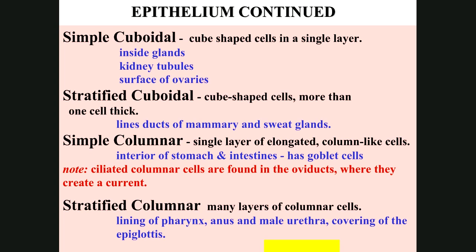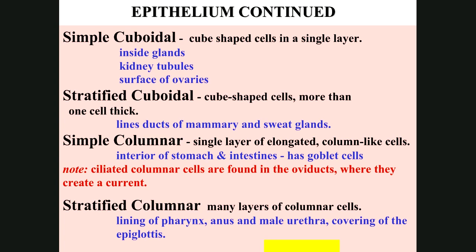Stratified cuboidal is kind of unusual in the body. They're cube-shaped cells, more than one cell thick. And the ducts of your sweat glands, now your sweat glands in your skin have little tubes that lead up to the skin. Those tubes are called ducts, D-U-C-T. And they are made of cuboidal epithelium cells, which are more than one cell thick.